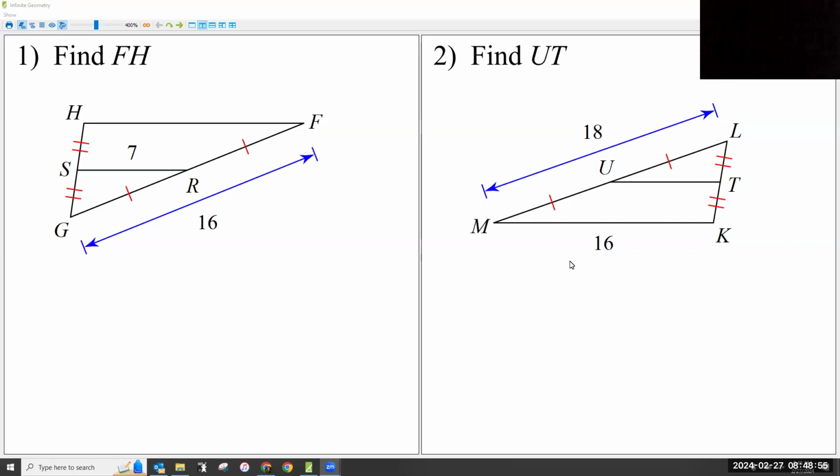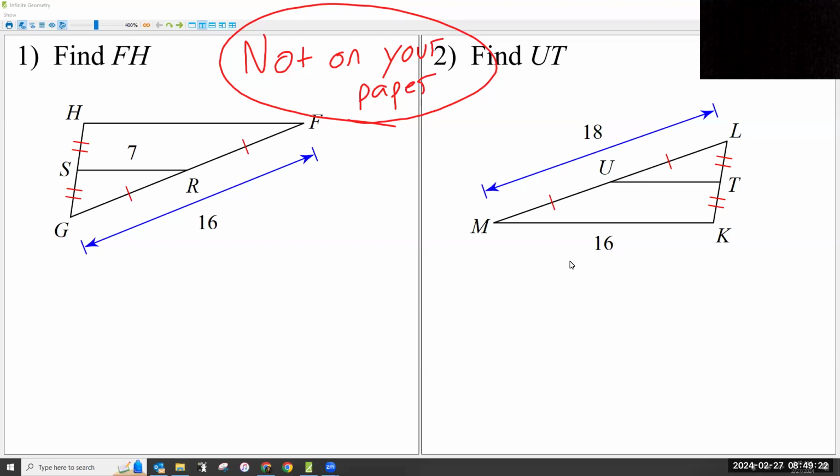All right, so hopefully you've already gone through the Math Nation video talking about mid-segments. Now, already off the bat, you're looking at these problems saying they're not matching your paper. They're not supposed to. So these are not on your paper. Okay, they are different. They are like the ones on your paper, but they are not exactly the same.